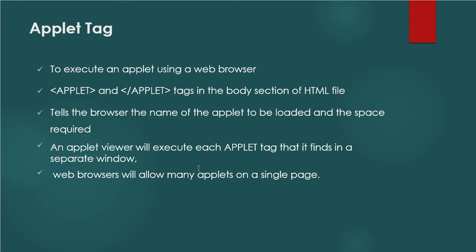The applet viewer will execute each applet tag that it finds in a separate window. If you are using an applet viewer to view the applet, and you have multiple pairs of applet tags inside your HTML file, multiple windows of applet viewer will pop out for you. If you are using a web browser to display that web page, then multiple applet tags will all be executed inside the same page itself. That is the difference between applet viewer and a web browser.